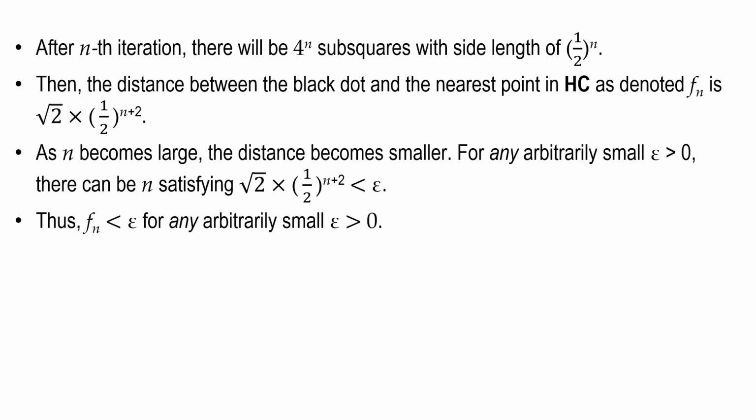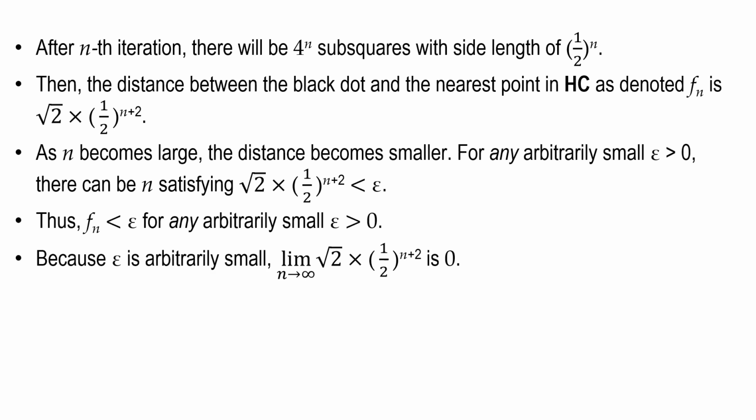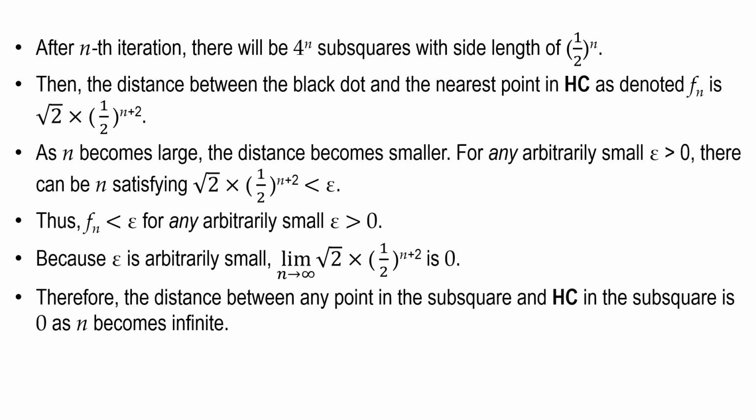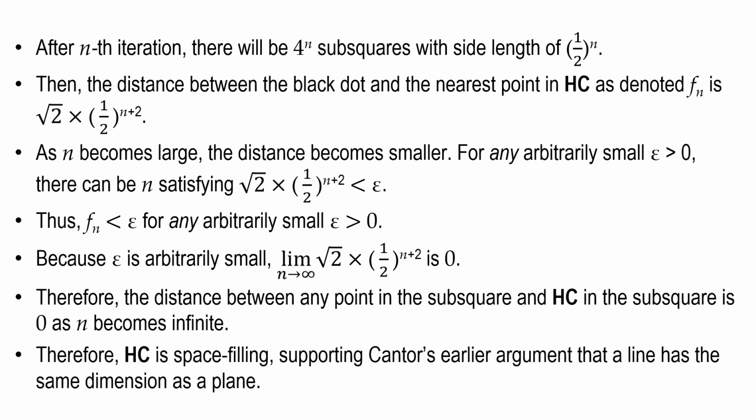As n becomes large, the distance becomes smaller, and it can be smaller than epsilon for any arbitrarily small epsilon larger than 0. Thus, because epsilon is arbitrarily small, the limit is 0. Therefore, the distance between any point in the subsquare and the Hilbert curve in the subsquare is 0 as n becomes infinite. Therefore, the Hilbert curve is space-filling, supporting Cantor's earlier argument that a line has the same dimension as a plane.